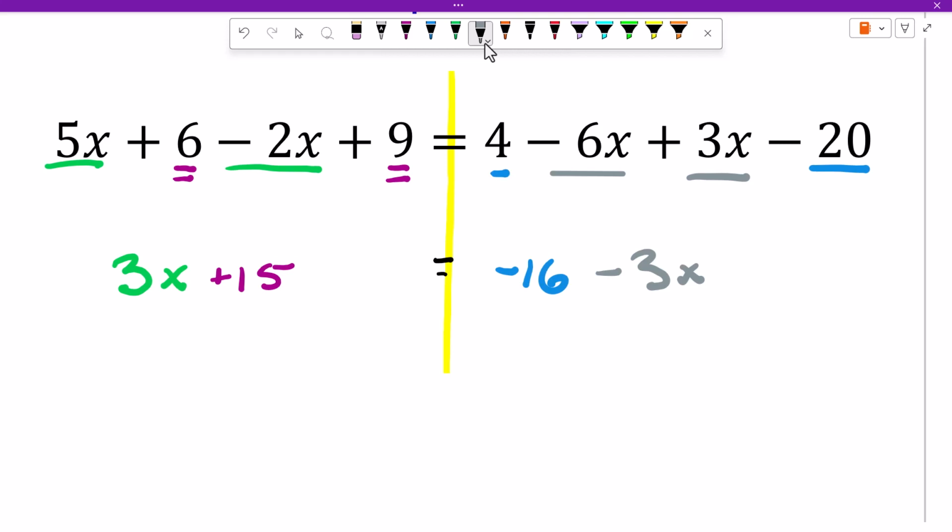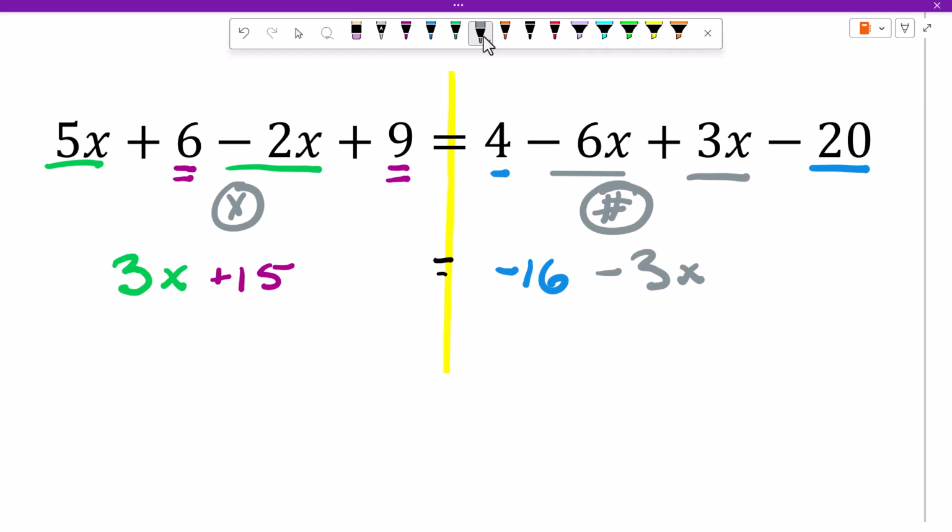So now, we do the same thing here. Since we have multiple x's and multiple numbers, you pick the side that you want the x's on. Do you want it on the left side or on the right side? Where do you want the x's? Left, I heard left. So we put our x's here. That means our numbers are going to go over here. So the 3x is fine where it belongs.